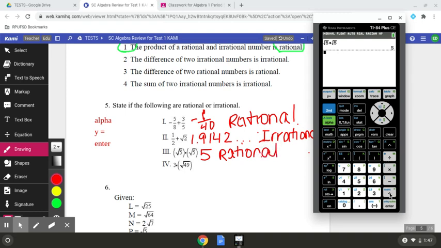And that last one, we're doing 3 times the square root of 49. And we get a nice answer of 21, which again is rational.